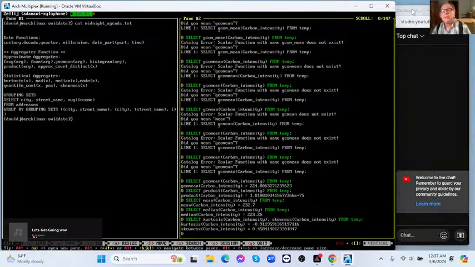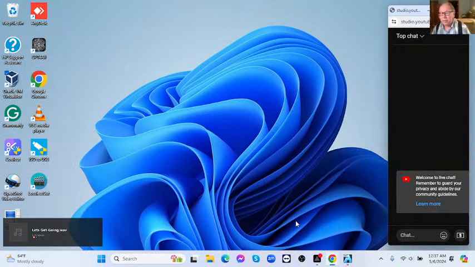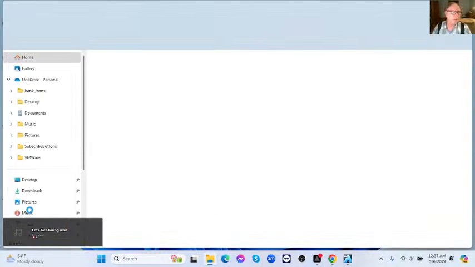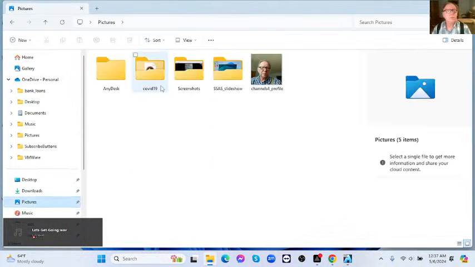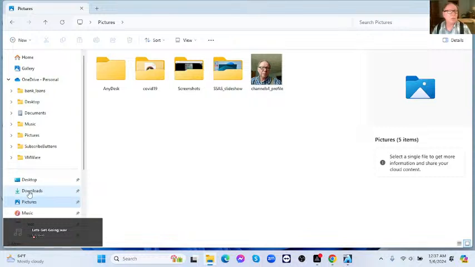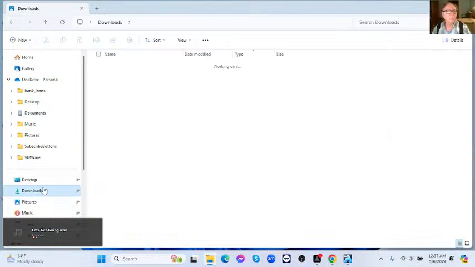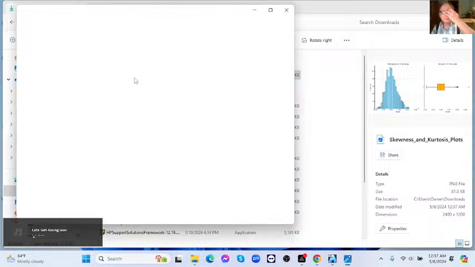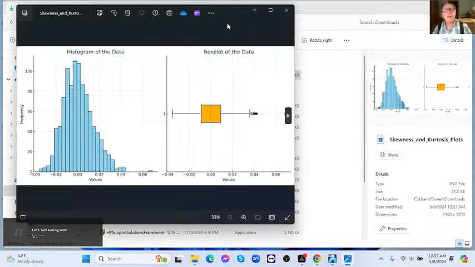Let's take a look over here now. So what do you think about Zellij as a terminal emulator? What do you think? Pictures. Where was that saved to? Downloads. And there is your plot for the evening, illustrating kurtosis and skewness, okay?